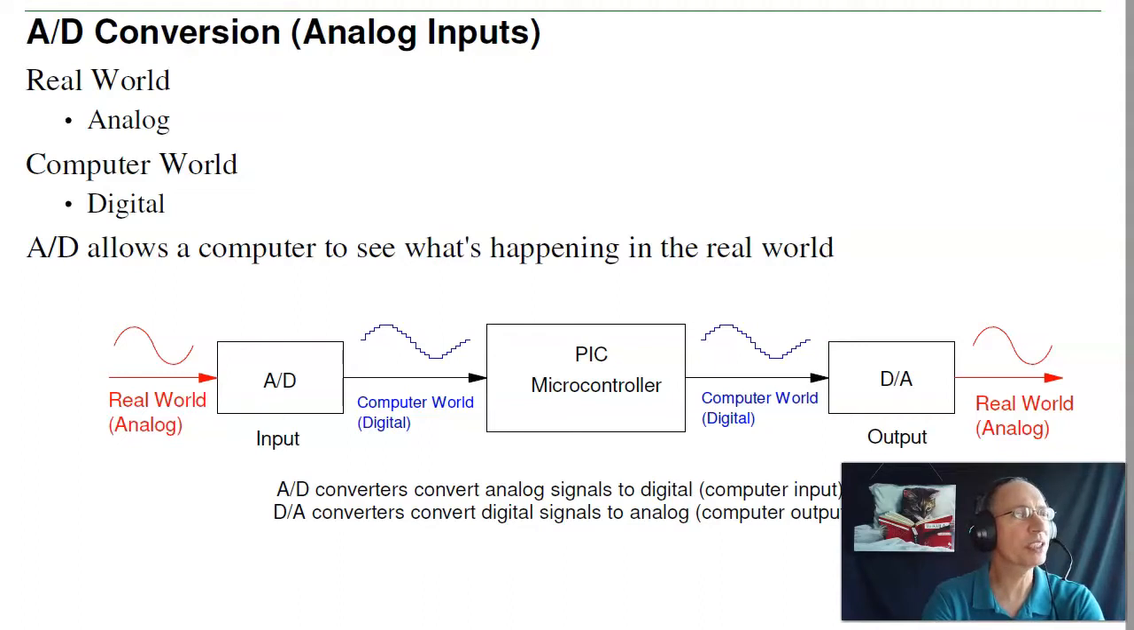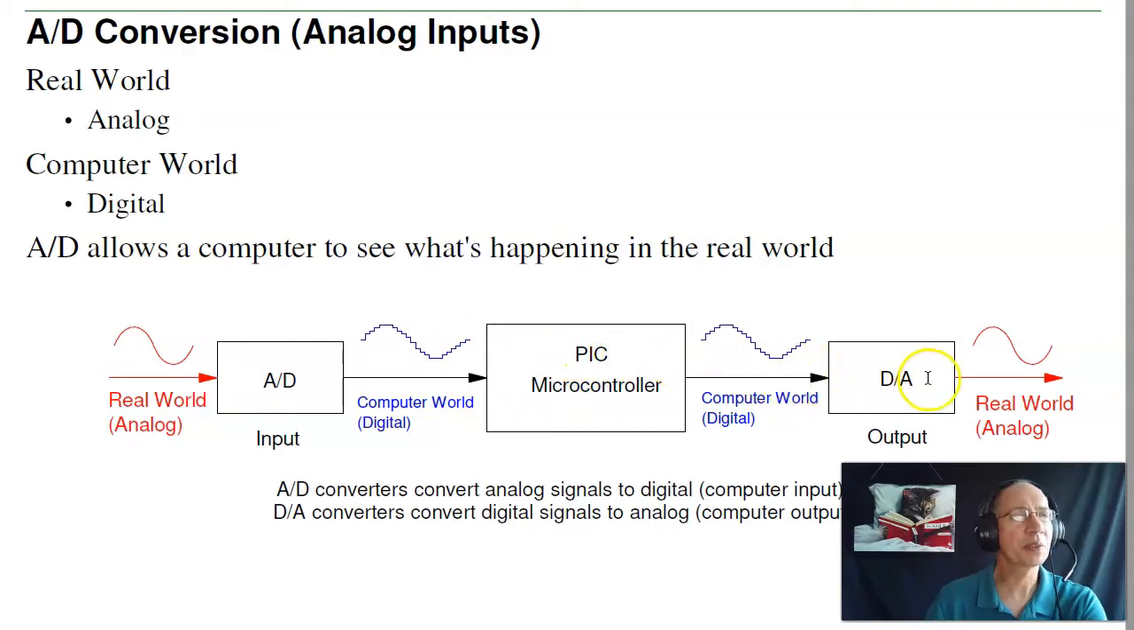Now, the reason you have A2D converters is the real world is analog. Temperatures, pressure, flows, lights aren't just binary. They can vary continuously. In order for the microprocessor to know what's going on in the real world, I need some way to read an analog signal. That's what the A2D does. The D means digital. That's the computer world. So A2D is the input. That converts the analog world, the real world, into the digital world, the world relative to the processor.